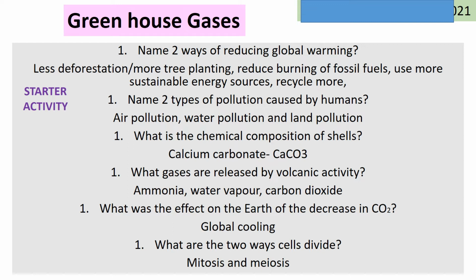And then what are the 2 ways cells divide? Mitosis and meiosis are the 2 ways that cells divide. So give yourself a score out of 6 for that.